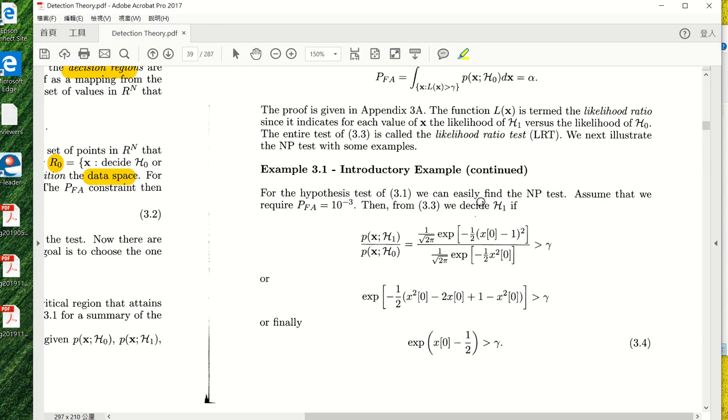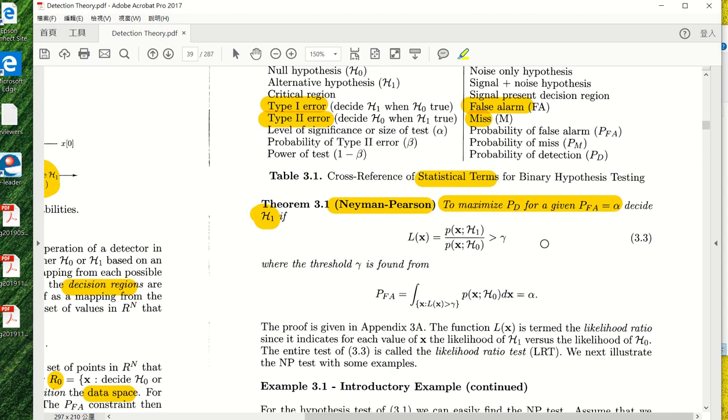Okay, so now we will start to talk about an introductory example. For the hypothesis test of 3.1, we can easily find the Neyman-Pearson test. Assume that we require PFA equal to 10 to the minus 3. Then from 3.3, we decide H1 if this. What is 3.3? We have a likelihood ratio.